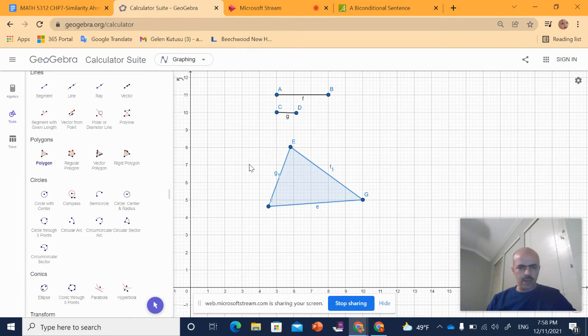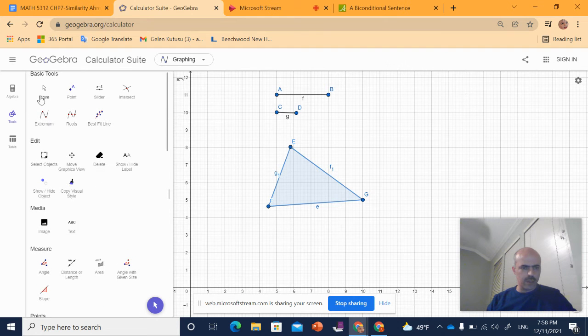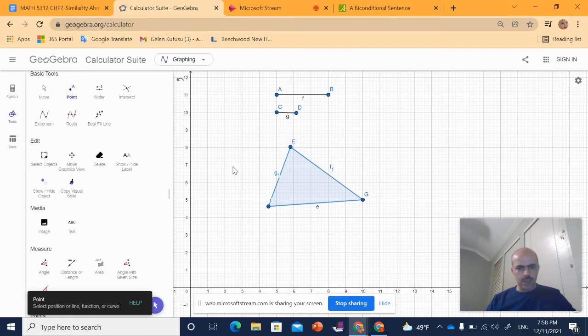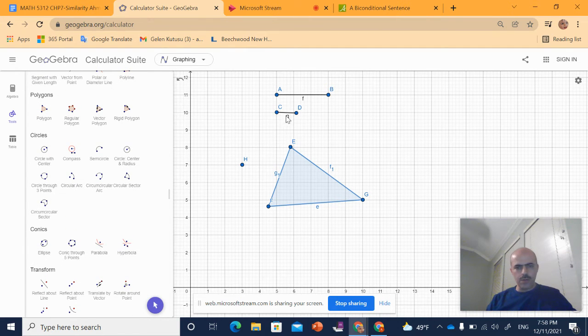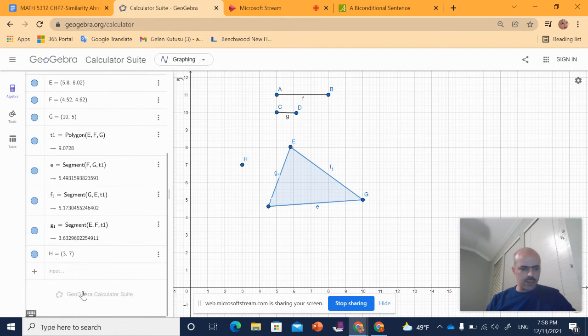Let's continue with the triangle, and we can have one center point. Now we will do dilation, but before dilation we need to see the ratio of AB to CD. To get the ratio of AB to CD, we take F over G, because the size of AB is F and the size of CD is G.